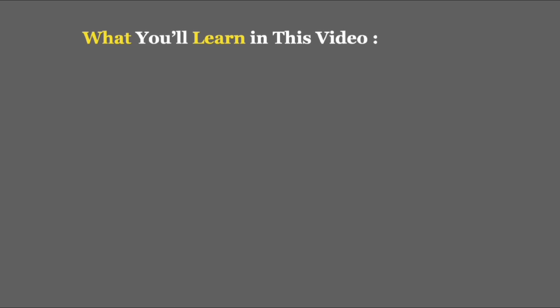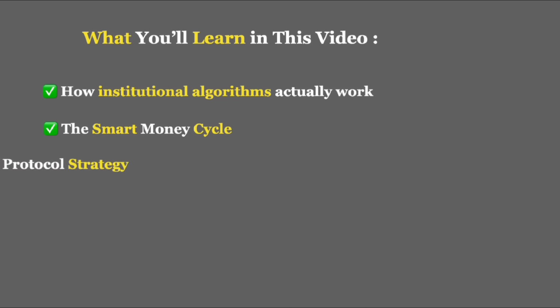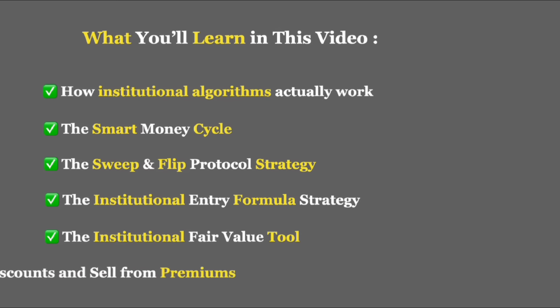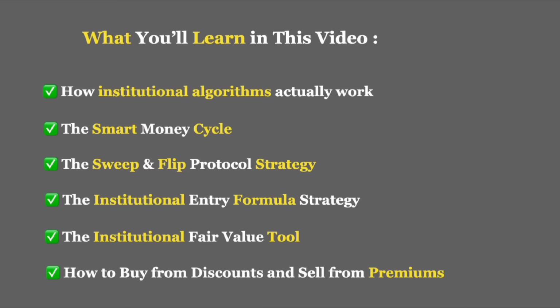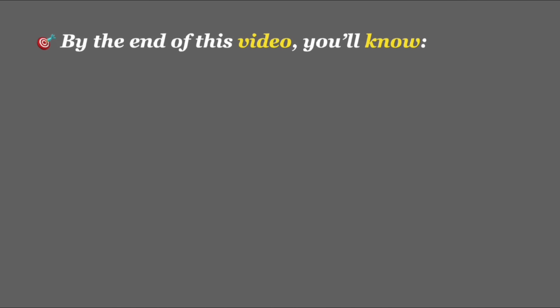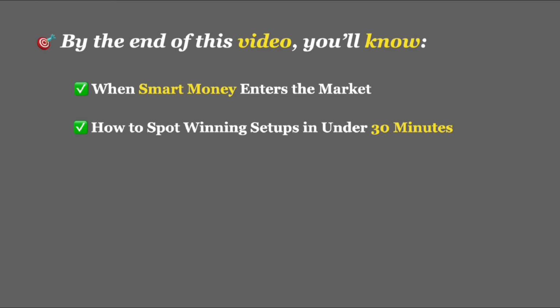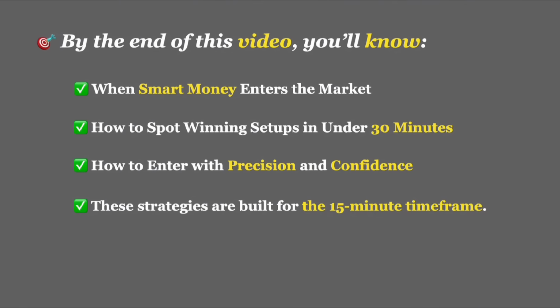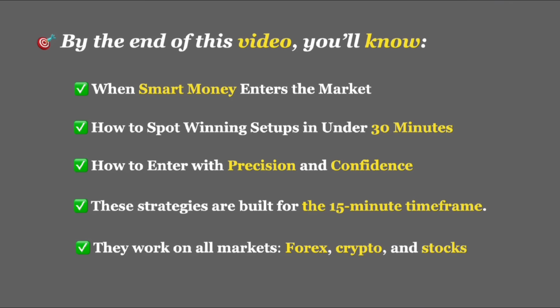What you'll learn in this video: how institutional algorithms actually work, the smart money cycle, the sweep and flip protocol strategy, the institutional entry formula, the institutional fair value tool, how to buy from discounts and sell from premiums. By the end of this video, you will know when smart money enters the market, how to spot high probability setups in under 30 minutes, how to enter with precision timing and confidence. These strategies are built for the 15-minute time frame. They work on all markets: Forex, crypto, stocks, futures, and commodities.